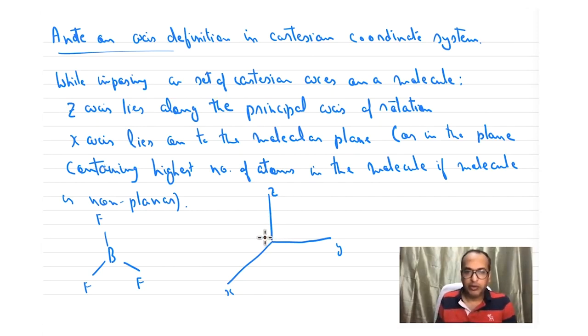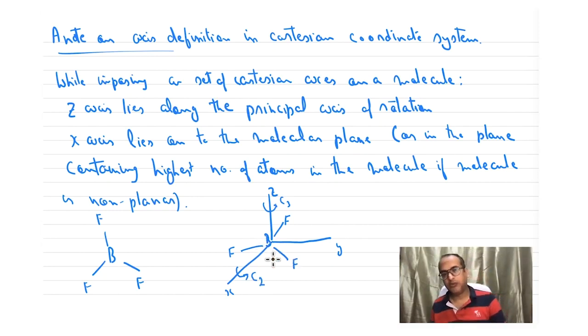So if we are keeping our molecule, the B, we have to put it such that the C3 axis, which is the principal axis, lies along the Z axis, right? So we will put B, F, F, F. So this BF3 molecular plane is now in the XY plane. The X axis is along one of the BF bonds, right? And the Z axis is along the C3 axis. Okay. So this Z axis becomes our C3 axis. The X axis is now one of the C2 axes. And then these fluorine atoms would lie onto the XY plane. So that's how you try to orient the molecule onto the Cartesian coordinate system. Okay.